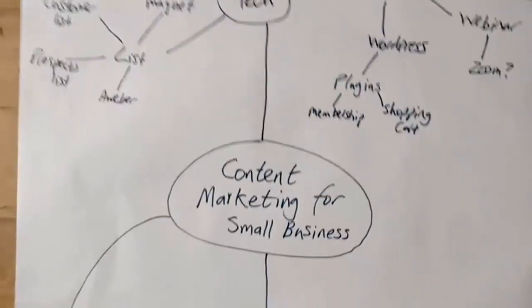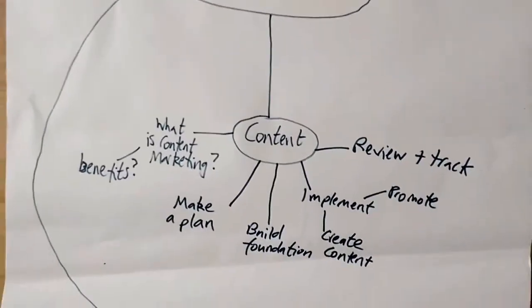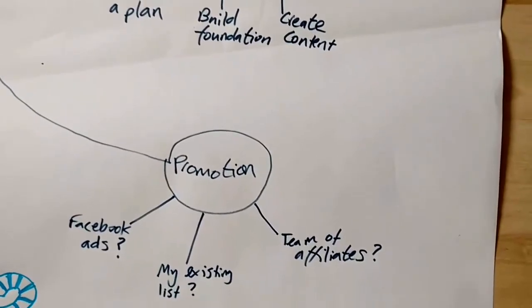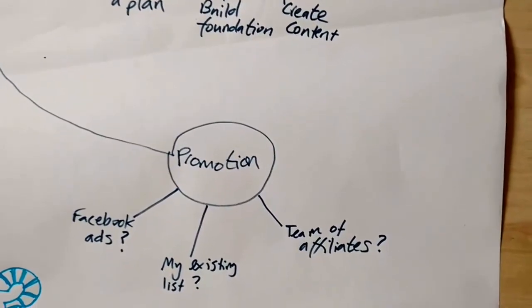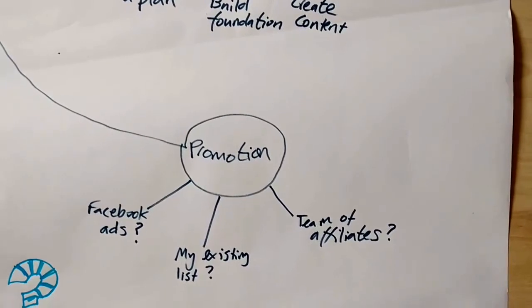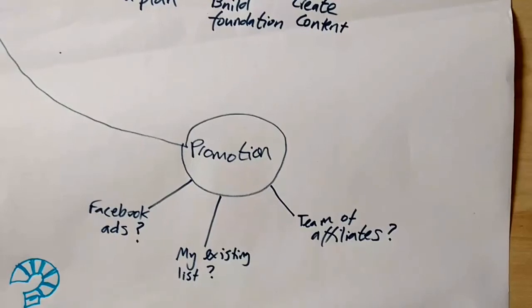And then let's go past content again and let's look at promotion. So how are you going to promote it? Is it going to be Facebook ads? Are you going to mail your existing list? Are you going to have a team of affiliates? And I've tried all of those at various different stages. Just got to pick what's best for you.